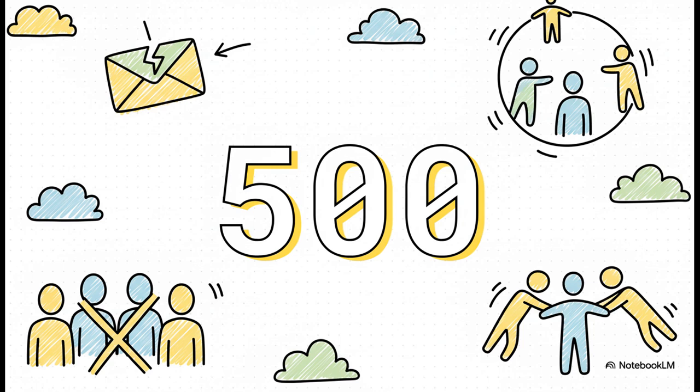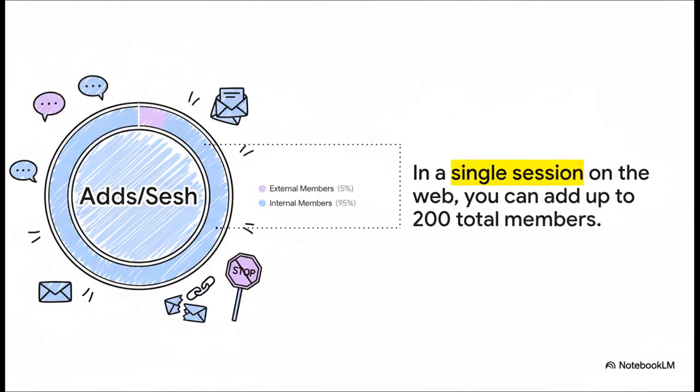A single user can only invite a maximum of 500 external members to any one group per day. So if you're trying to onboard a huge list of new clients, you're going to need to break that up and do it over a few days. So what can you do in just one sitting on the website? Well, you can add up to 200 total members at a time, which is pretty good.